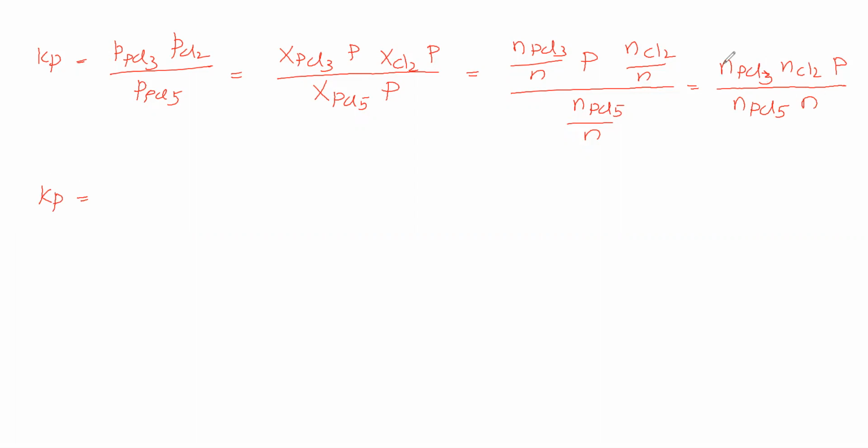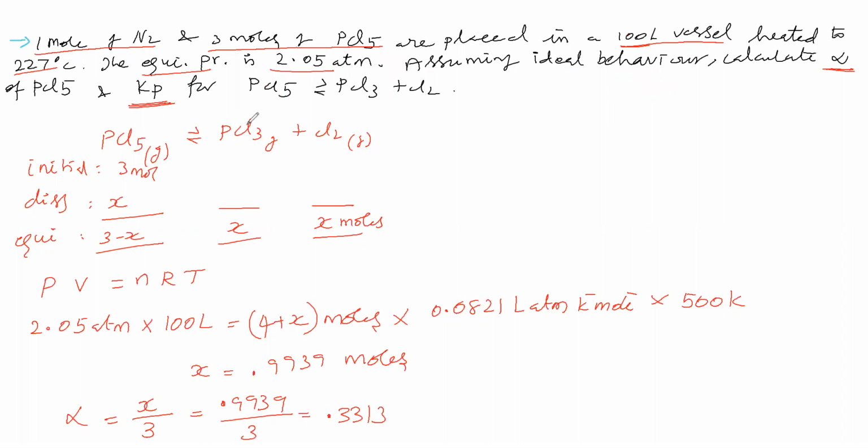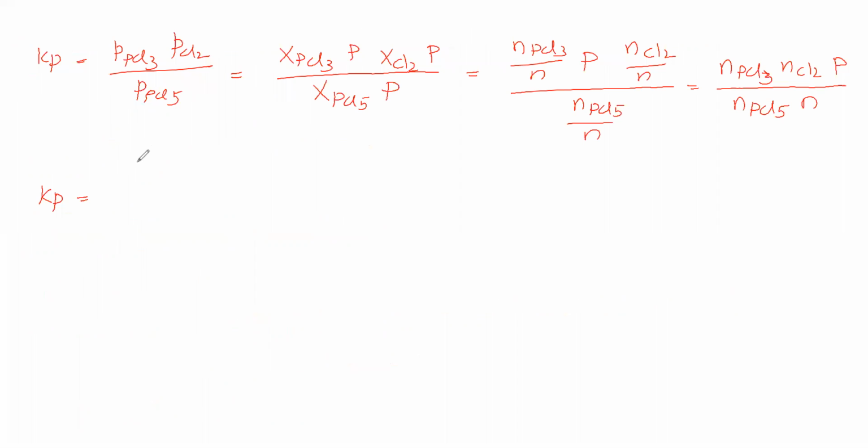Now we will substitute the values to get Kp. So Kp is equal to number of moles of PCl3, how much? X. Cl2 number of moles X. PCl5 number of moles 3 minus X. X we have calculated as 0.9939, that we will substitute. So PCl3 number of moles 0.9939, Cl2 number of moles 0.9939. Here total pressure is there, that we have to substitute. Then PCl5 number of moles 3 minus x, x is 0.9939.